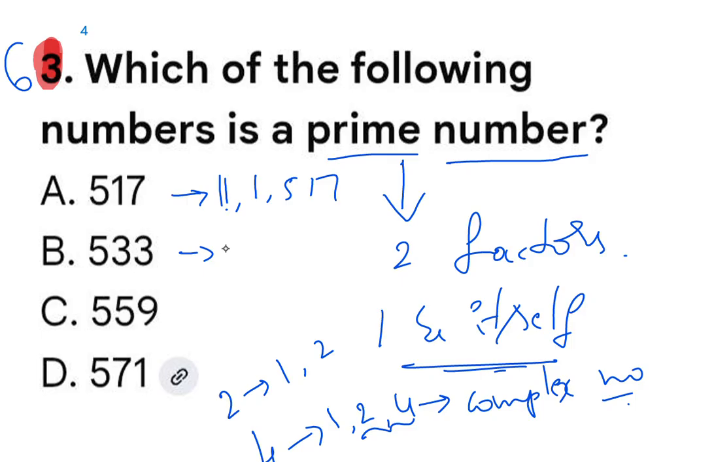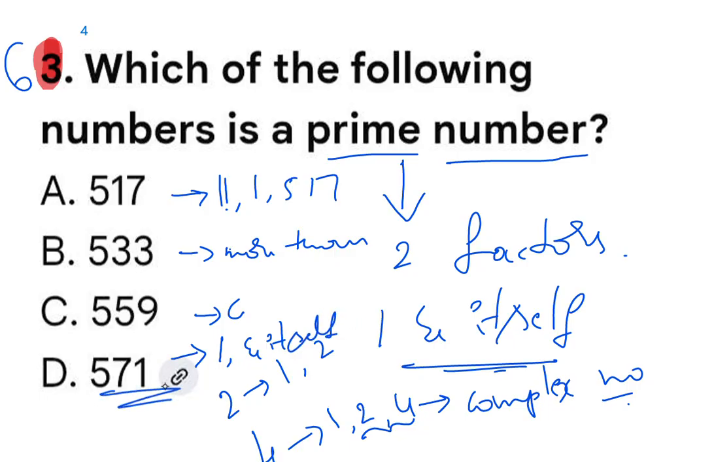Here 533 is also divisible by other numbers. It is having more than two factors. And 559 is also a complex number because it is having more than two factors. And 571, if you take 571, it is divisible by only one and itself, so it is a prime number. So among these four numbers, option D is the correct answer because 571 is a prime number. So the other three are complex numbers.